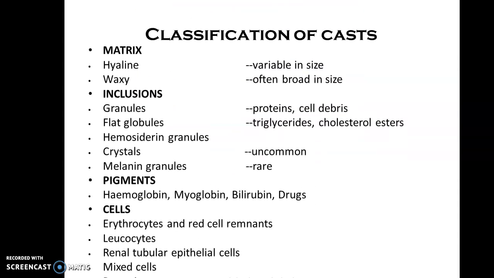The casts are classified as matrix casts, inclusion casts, and pigment casts, and these can also have cellular casts. The matrix casts are hyaline casts and waxy casts. In the inclusion casts we have the granular cast, fat globules, hemosiderin granules, crystals, melanin. In the pigment casts we have hemoglobin, myoglobin, bilirubin and drugs. Then they can have cellular casts, commonly of the RBCs, WBCs, but we can also find renal tubular epithelial cells, mixed cells and bacteria.